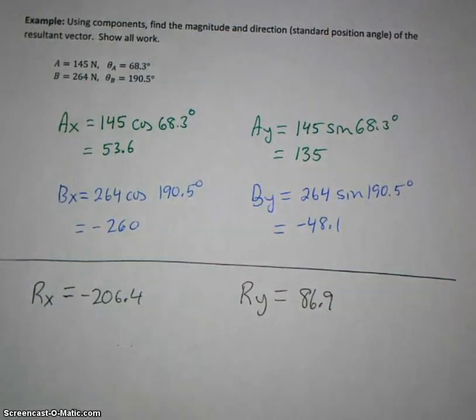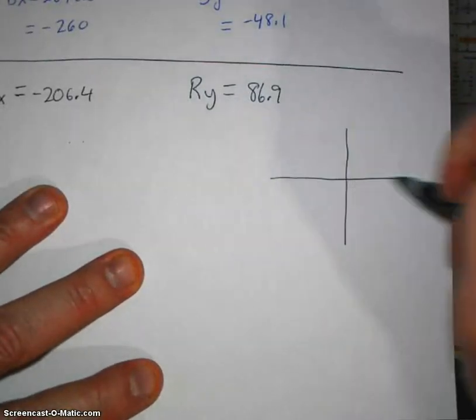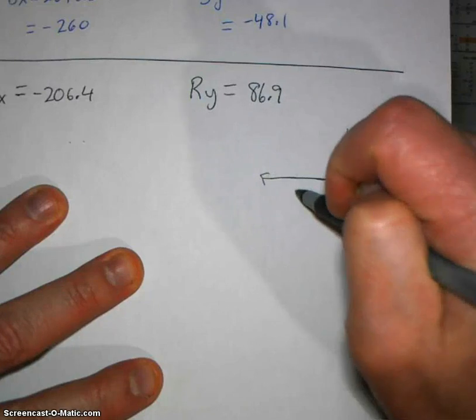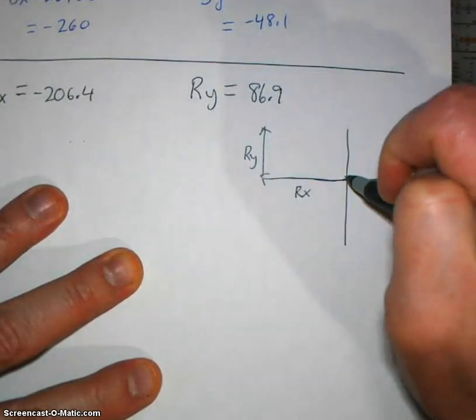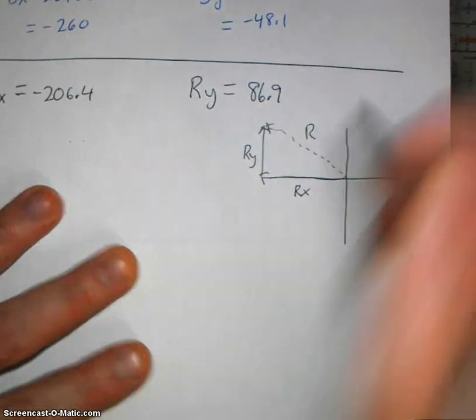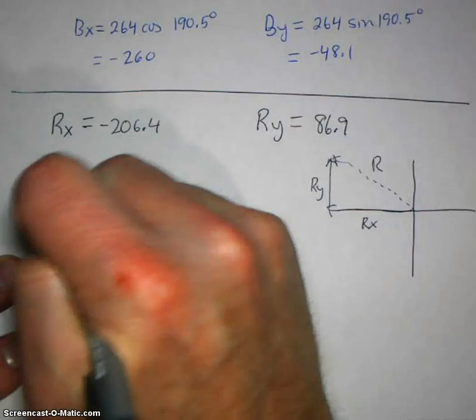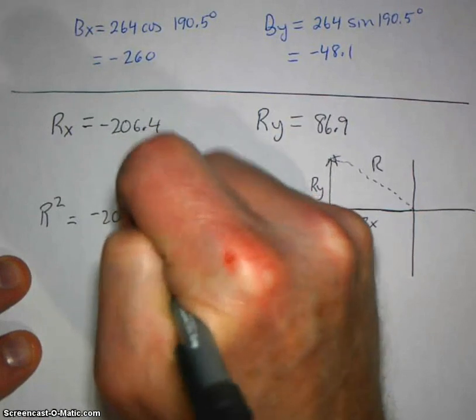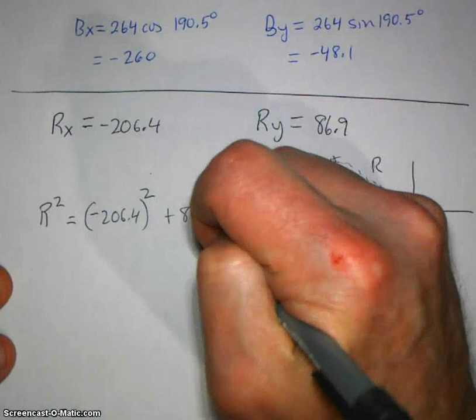All right, we're almost there. Now, think about what we have in a picture here, maybe. We have Rx, and we have Ry. What we want is R. Slide that over so you can see the whole thing. We want R. So it's just Pythagorean theorem. So R squared is negative 206.4 squared. Make sure you put that in parentheses because that minus sign has to be squared too. If you leave the parentheses off, you're going to get the wrong answer. So watch out for that. Plus 86.9 squared.